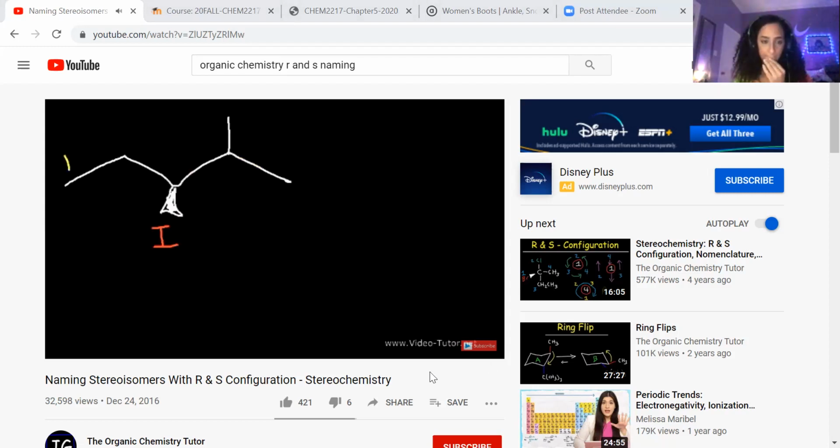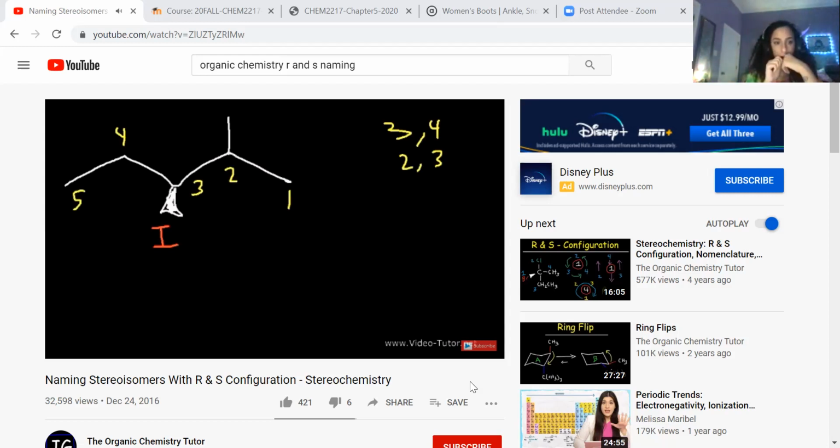If we count starting from the left side to the right side, we have the iodo group on carbon 3 and the methyl group on carbon 4. But if we count it in the other direction, the iodo group will still be on carbon 3, but the methyl is now on 2. And 2, 3 is lower than 3, 4. So we want to count it from right to left, since it gives us the lower numbers. Now we have an iodo group on 3 and a methyl group on 2.